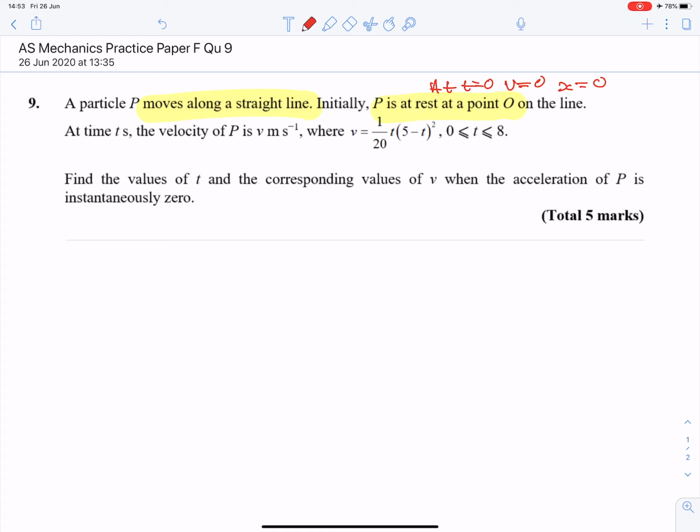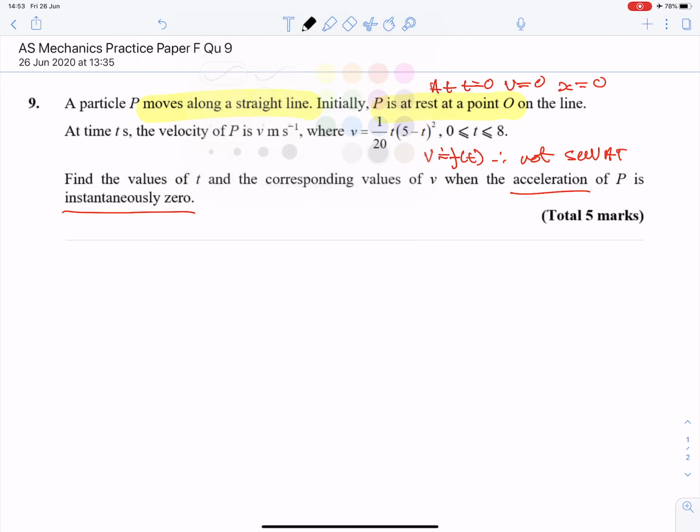On the line, at time t seconds, the velocity of P is v, where v is a function of t, therefore it's not SUVAT. It's not a constant acceleration question. Find the values of t and the corresponding values of v when the acceleration is instantaneously 0. So the question is asking you, when is the acceleration 0?